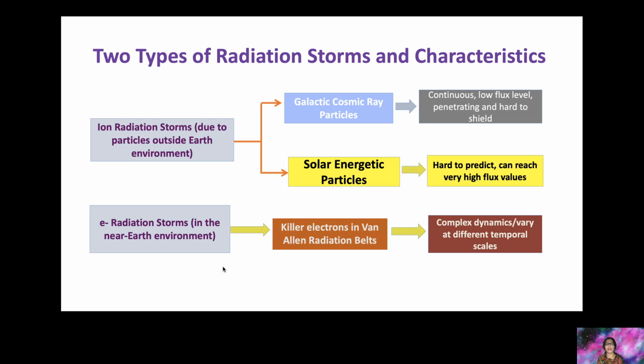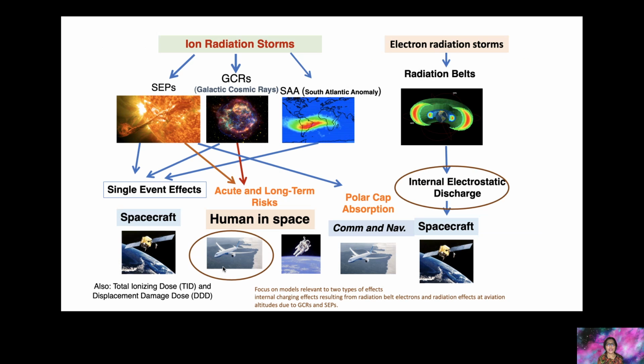The electron radiation storms in the near-Earth environment are also called killer electrons. They have very complex dynamics and vary at different temporal scales. So they can bring a lot of impacts on electronics and also on humans. And this talk will focus on two aspects. One is internal electrostatic discharge caused by killer electrons, and the other is aviation effects, the radiation effect at aviation altitudes.